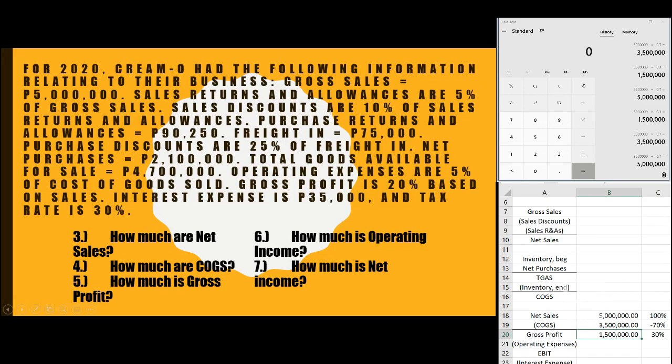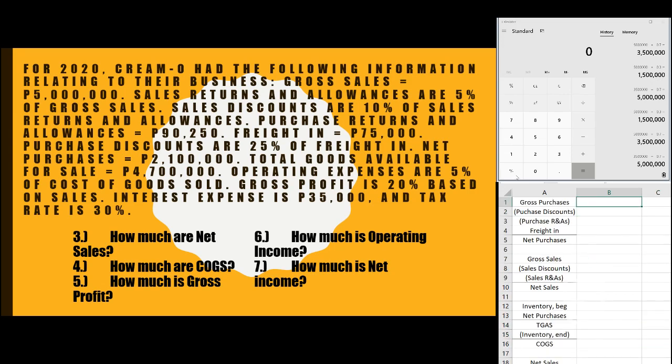Ayan. Ako, ito medyo masakit sa mata. Okay? So, ganito gagawin natin. Sobrang daming given. Okay? All we have to do is to simply plot it down. Once again, nakalatag na yung mga formulas natin. Delete ko lang to para hindi na tayo maguguluhan. Okay? So, dito tayo. Basahin ko: For 2020, Cream O had the following information relating to their business.